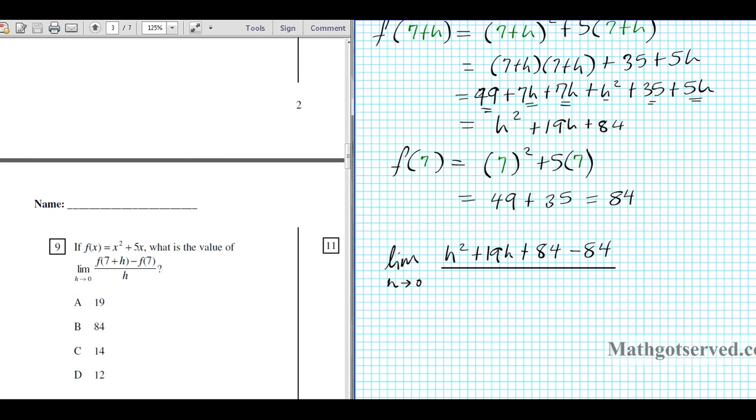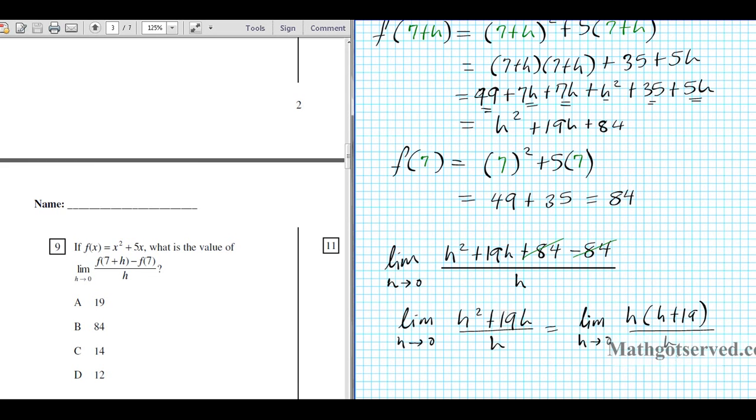All right, we can't plug in 0 here yet because we still have h in the bottom, and that's a problem. So let's simplify it as much as we can first. 84 minus 84 is 0. And then we have the limit as h approaches 0 of h squared plus 19h over h. Now we can factor out the h from the numerator, so we have the limit as h approaches 0 of h times h plus 19 over h.